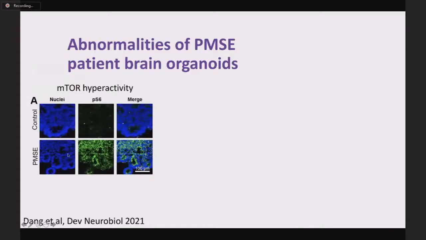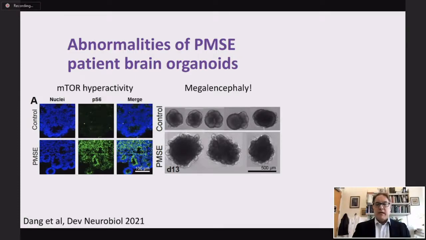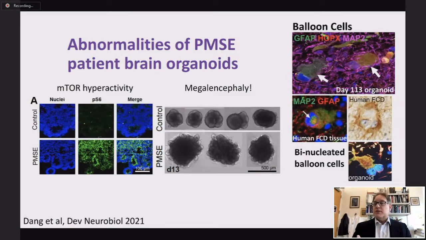And as shown here, the patient organoids in the first 2 weeks showed marked phospho-S6 increases compared to the control organoid. And when he looked at the size, they were much bigger from the PMSE patients than the controls, so it modeled megalencephaly. We found some other abnormalities that you can read about in the developmental neurobiology paper, but we're really excited to find balloon cells, which are characteristic of a specific type of focal cortical dysplasia, but they're hard to model in rodent models of focal cortical dysplasia.